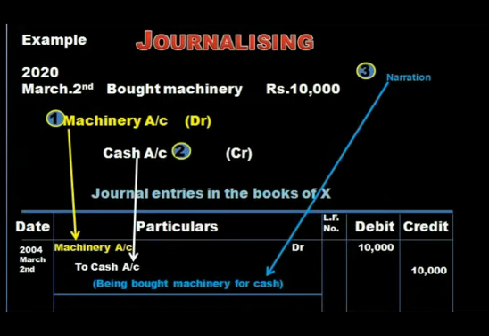After that, we have to record the transaction in the journal. So in the date column, we should write March 2nd. First debit item we should write here: machinery account. Near LF column we should write debit. In the debit column 10,000. And after that it is compulsory you have to leave some space and you should write 'To cash account', and in the credit column 10,000. Then within brackets you have to write 'being bought machinery for cash'.